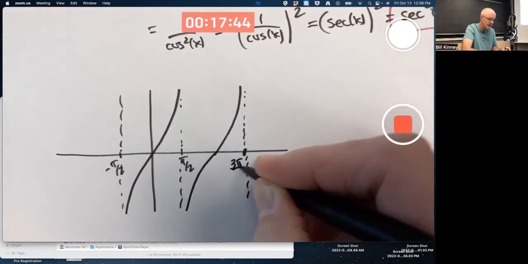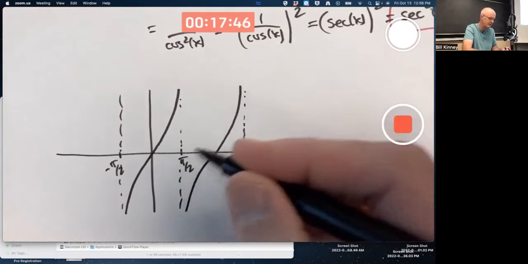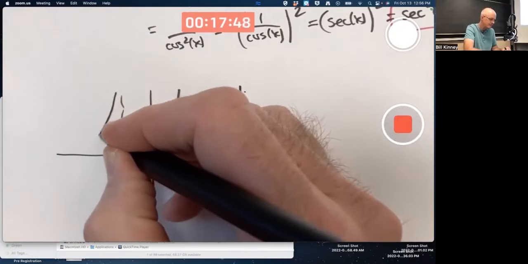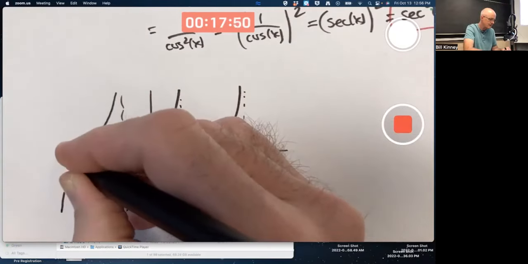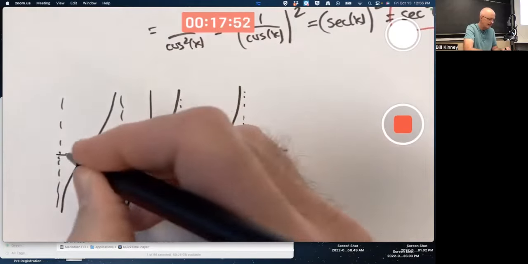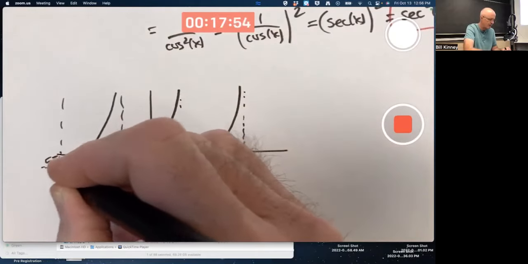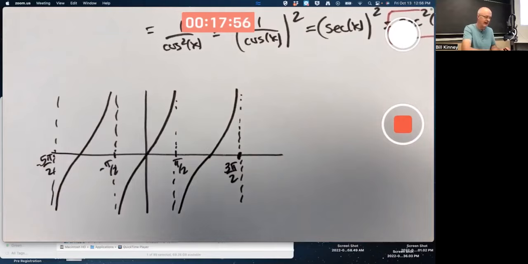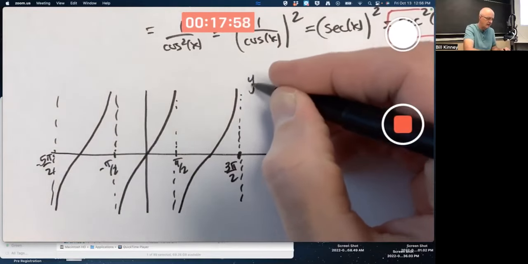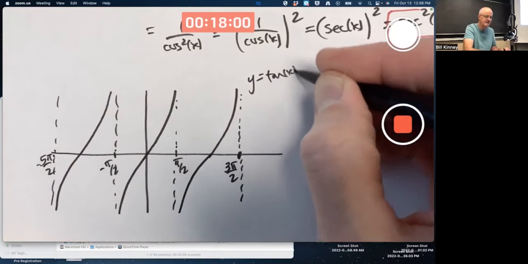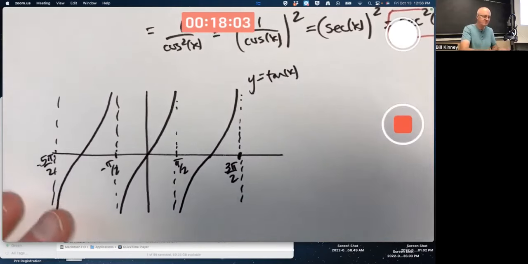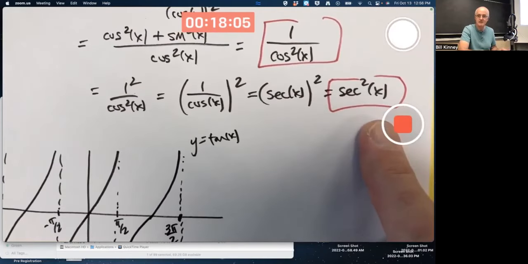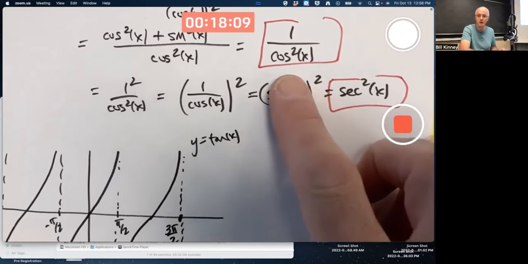Other vertical asymptotes occur at other odd multiples of pi over 2. And this graph goes forever and ever in both directions with that pattern. That is y equals tangent of x here in black. Let's make the derivative, secant squared of x, which is 1 over cos squared, in a different color.